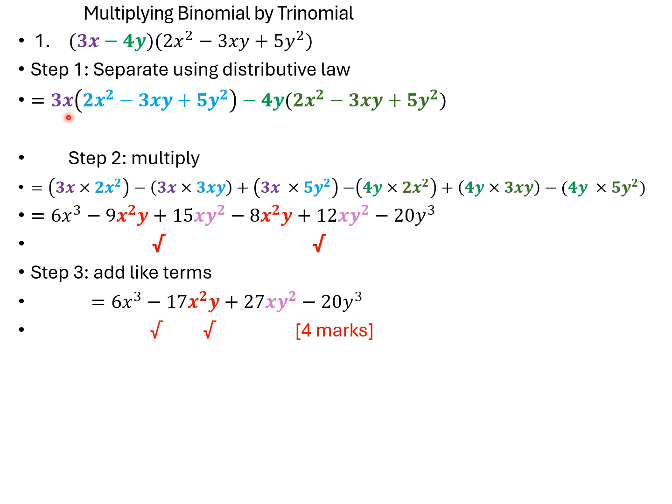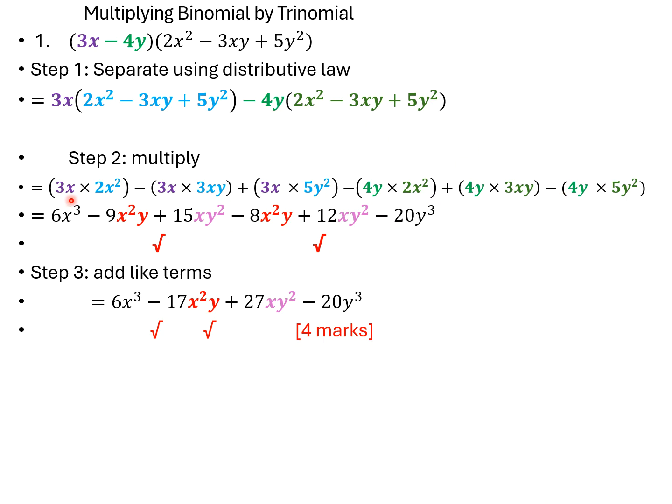Right, so now if we multiply, we're going to say 3x times 2x squared. There's negative, there's positive, so positive times negative stays negative. 3x times 3xy. Then positive times positive stays positive, and I have 3x times 5y squared. Then the negative times positive stays negative, and I have 4y times 2x squared. Negative times negative becomes positive, and I have 4y times 3xy. Negative times positive gives me a negative, and I have 4y times 5y squared.